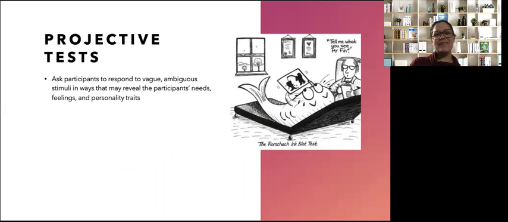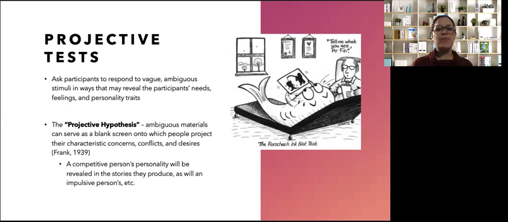These involve showing vague, ambiguous stimuli to participants and requiring them to respond in some way. And then scores supposedly reveal the participants' needs, feelings, and personality traits. So the scores are based on the answers that they give. These were developed under the projective hypothesis, and this states that ambiguous materials serve as a blank slate that people can project their own characteristic concerns and conflicts onto.